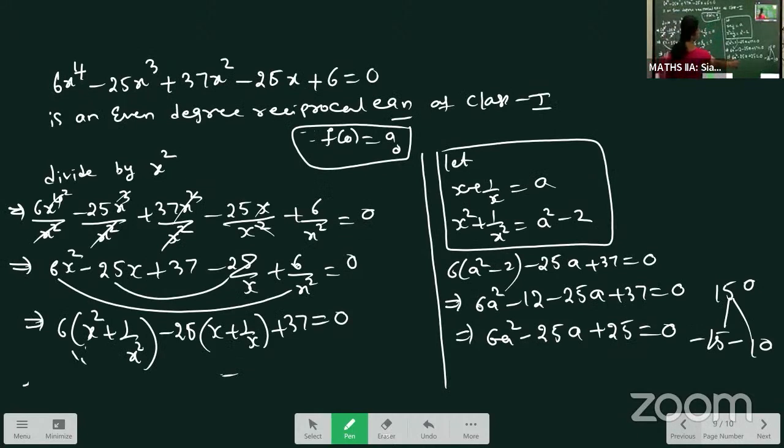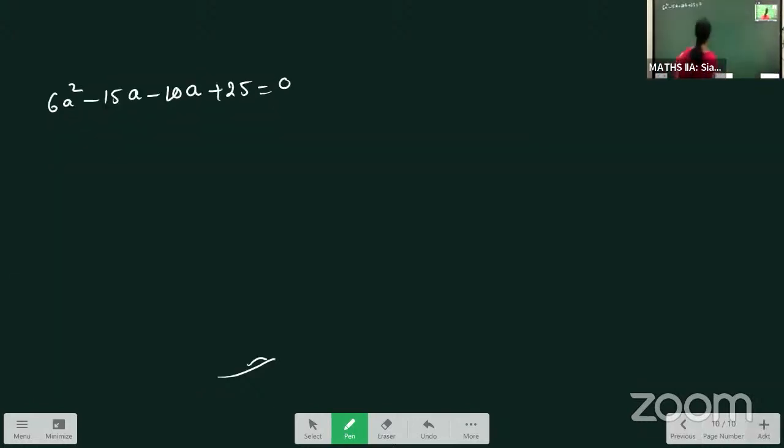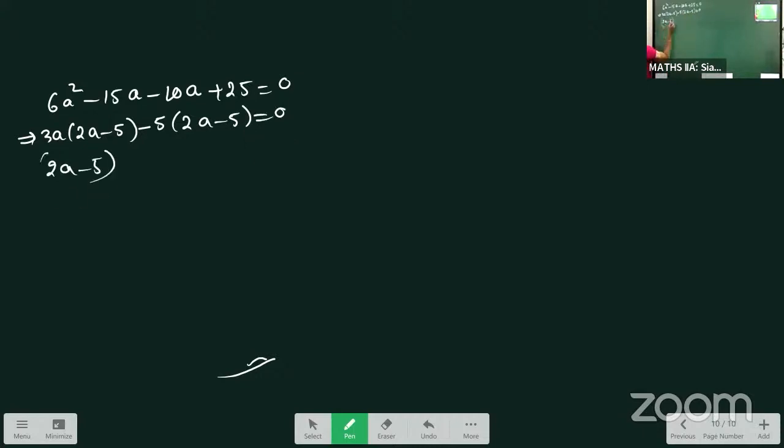So this can be written as 6a square minus 15a minus 10a plus 25 is equals to 0. Once check whether the equation is correct or not. 6a square, instead of minus 25a, minus 15a and minus 10a plus 25. From first two terms, take 3a common: 2a minus 5. Next two terms, take minus 5 common: 2a minus 5 is equals to 0. So 2a minus 5 into 3a minus 5 is equals to 0.